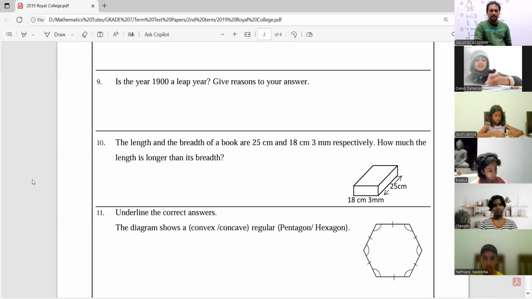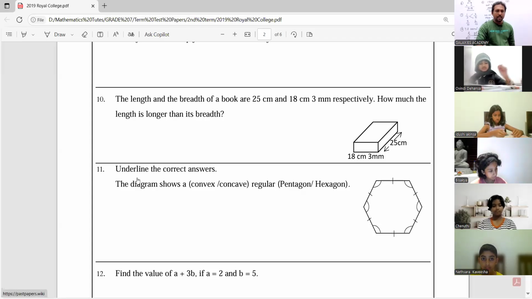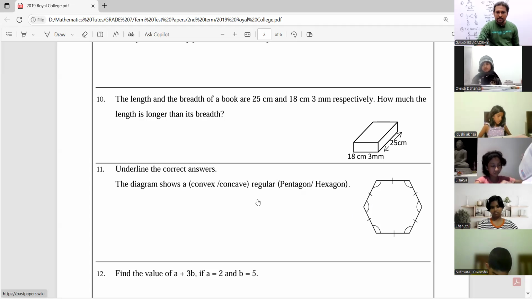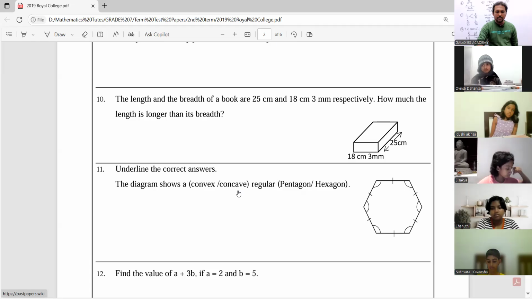Right. Number 11, look at. Underline the correct answers. Also, the previous papers I discussed with you: convex, concave, and also the names of the pentagon, names of the polygon related to the number of sides. Right. What is this? The diagram shows a convex, concave. What is this one? Convex or concave? It should be con.